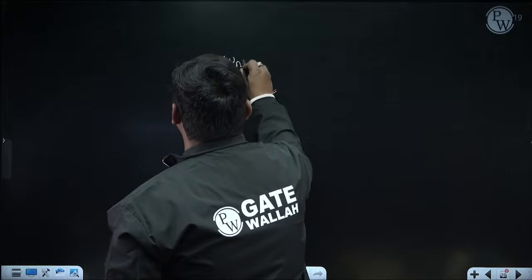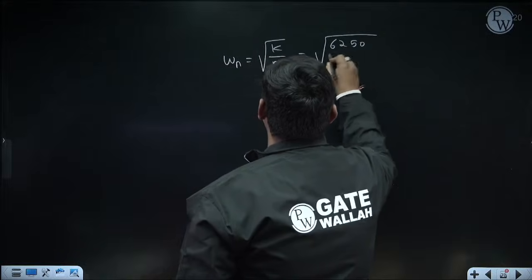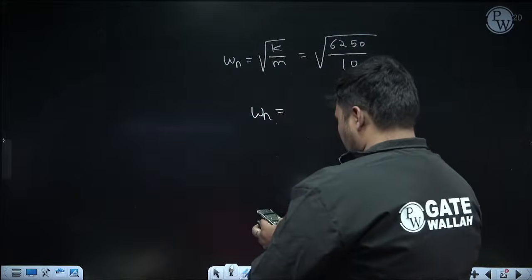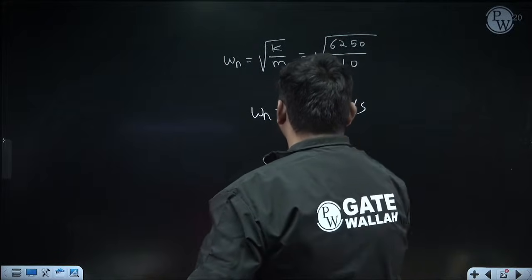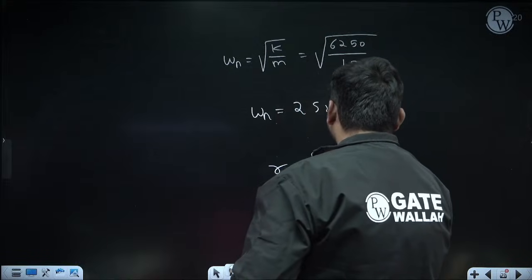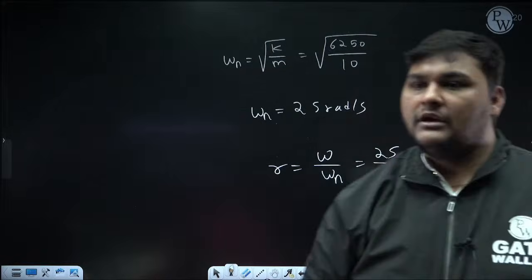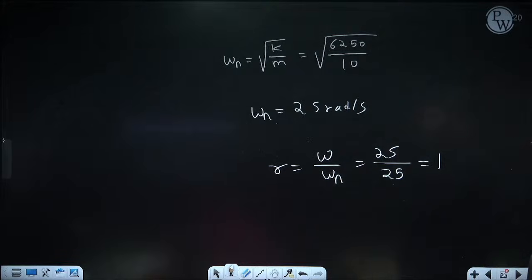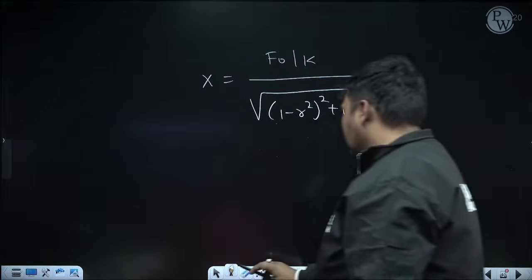Omega n is the natural undamped frequency, it will be root over k by m. Now k is 6250 Newton per meter and m is 10 kg. So omega n is coming root over 6250 divided by 10, 25 radian per second. So R is omega by omega n. Omega is 25, omega n is also 25. So R is 1, which means it is the resonance case. It is not written directly that it is resonance, but ultimately R is coming 1, which means it is a resonance case. So calculation will become simpler. But whatever R is coming, whether 1, 0.8, 0.9, we have to put it here. Right now R is coming 1.